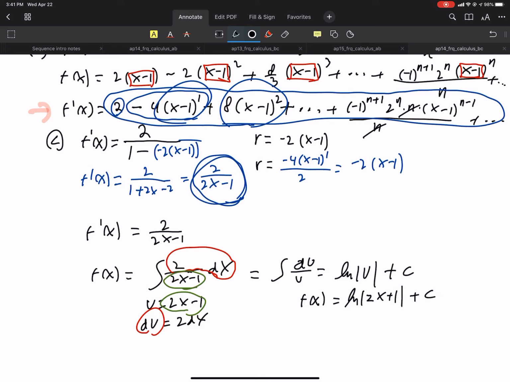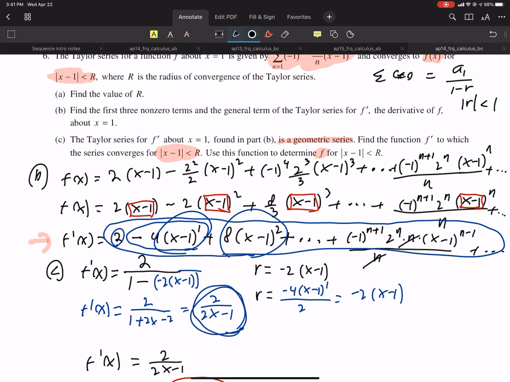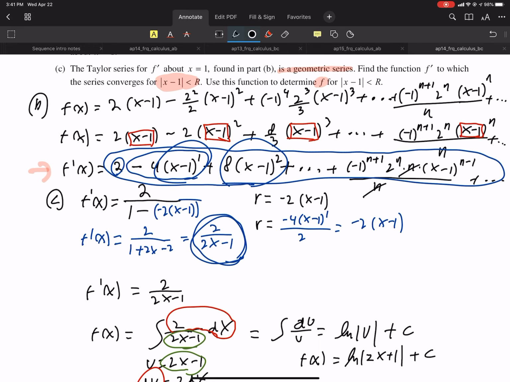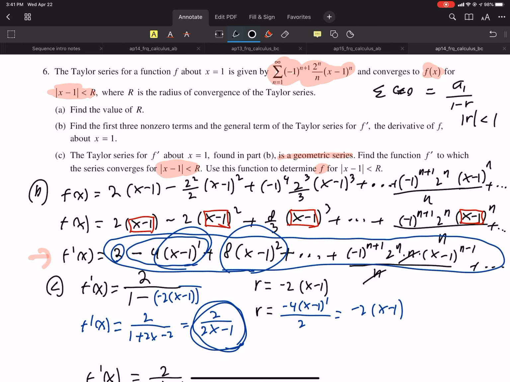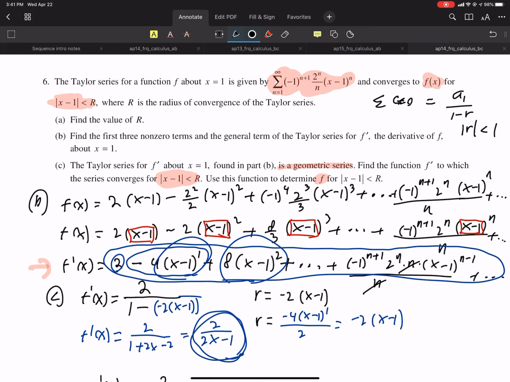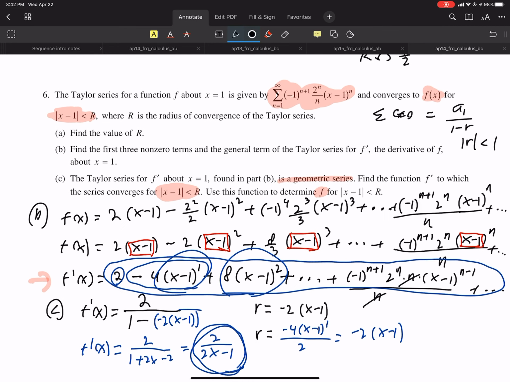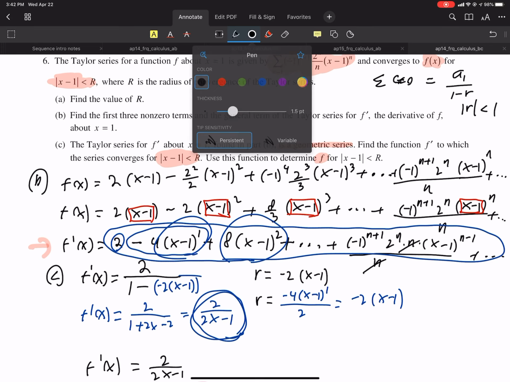But we have to find c. The only way to find c is if they tell us a point in the original. Do we know a point in the original? Somewhere they told us f of 1 is 0, and I'm not sure where they're getting that from. Let me reread this problem about x equals 1. Oh, that makes sense. Look at the original equation. Wow, that would have probably messed me up on a test.